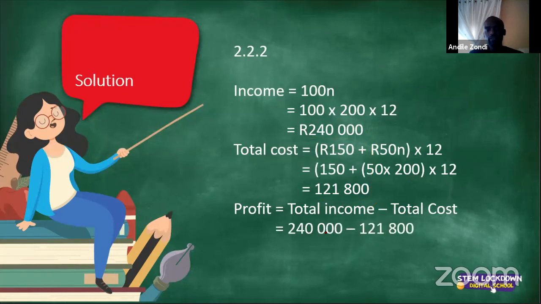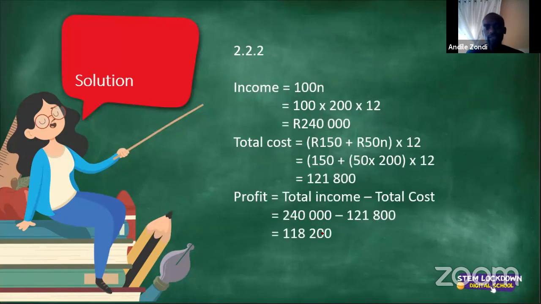So 240,000 minus 121,800. Use a calculator, and the answer should be 118,200. So this is our profit. Now go back to the question.